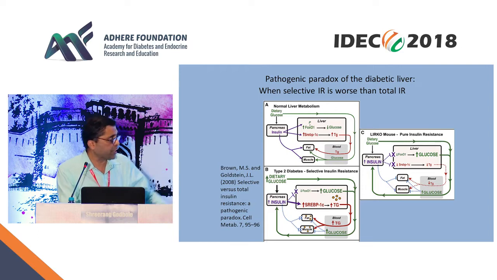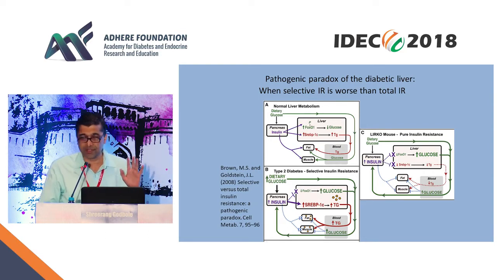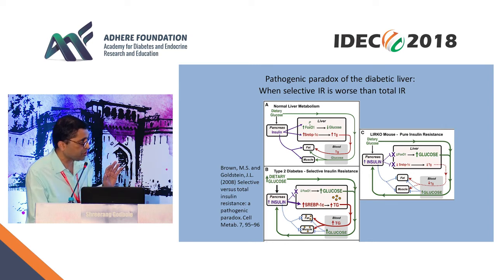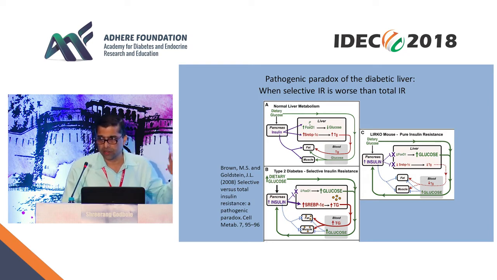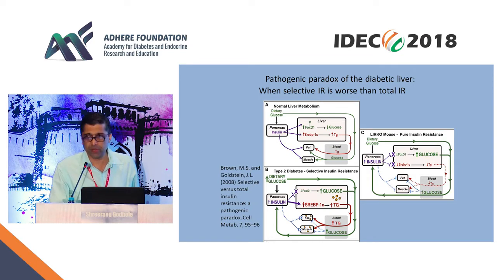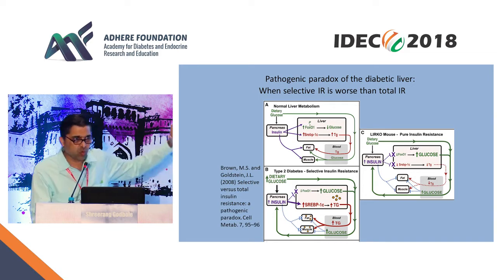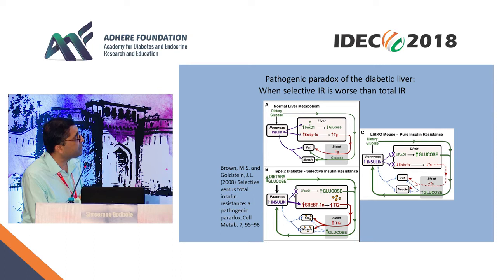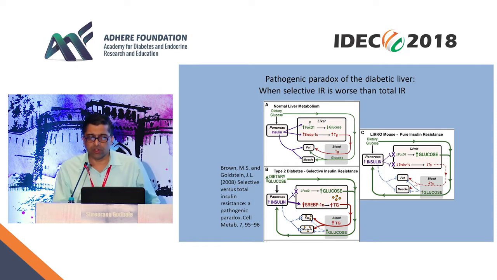If now, however, you take mice which are liver-specific insulin receptor knockout mice, they don't have selective resistance. They have pure insulin resistance. So you will have resistance both for neoglucogenesis as well as lipogenesis. The result is that they will have hyperglycemia, but they will not have hypertriglyceridemia. And therefore, this is a milder condition. So this is one condition where the paradox is that selective insulin resistance is worse than total insulin resistance.